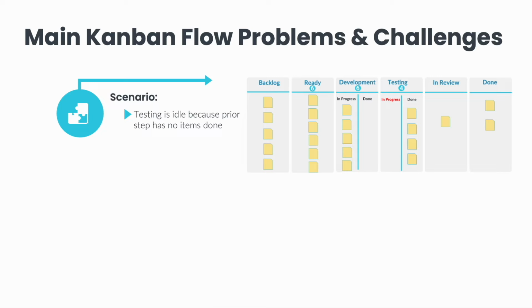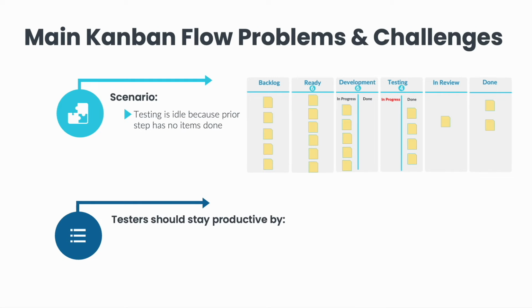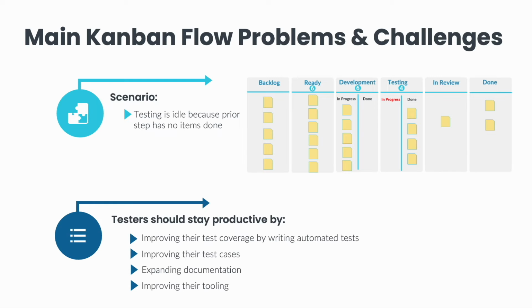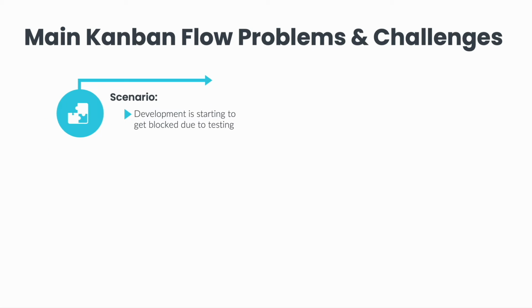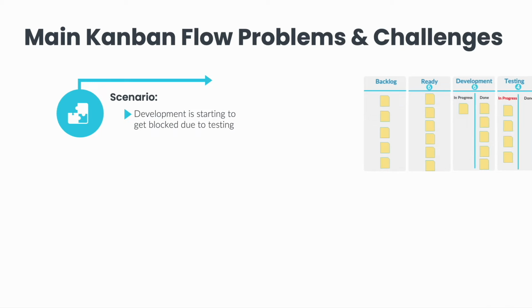If the testers are not able to help on the development side, they should stay productive by improving their test coverage by writing automated tests, or improving their test cases, expanding documentation, or improving their tooling. They should always be working on improvements that will make them more efficient and improve the quality of testing in the future.